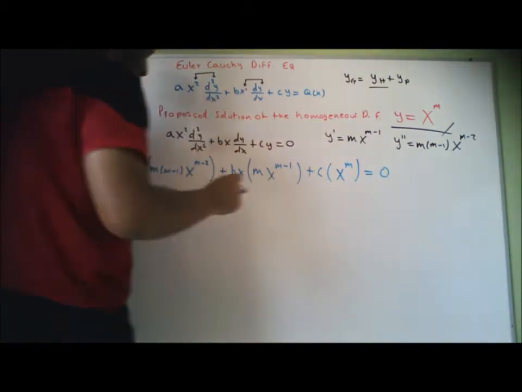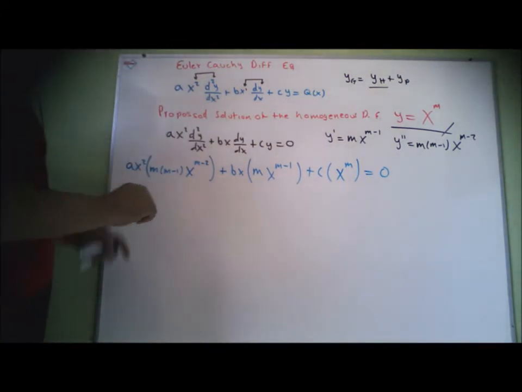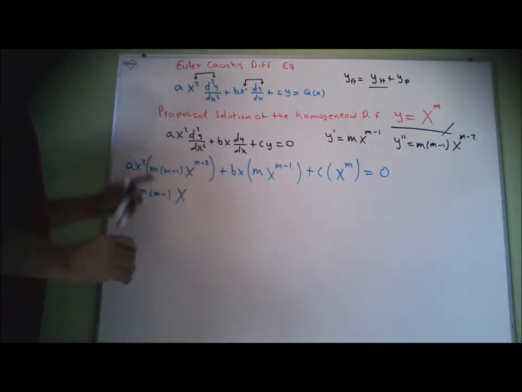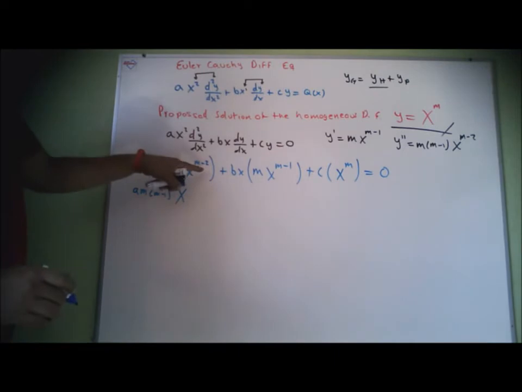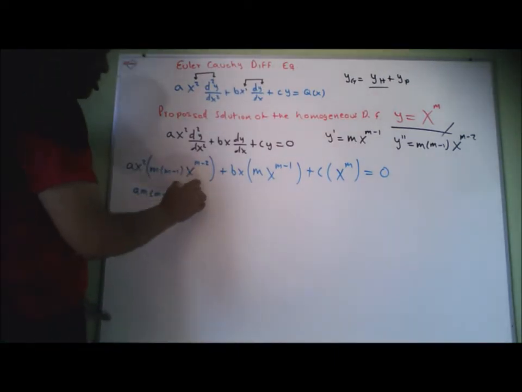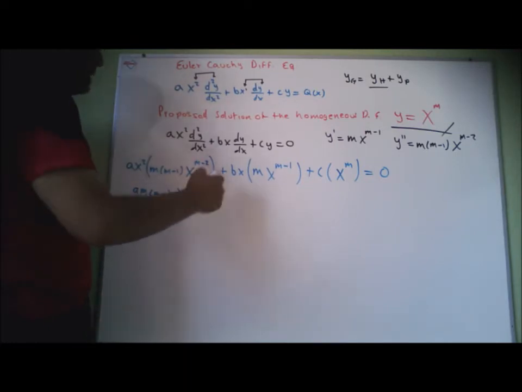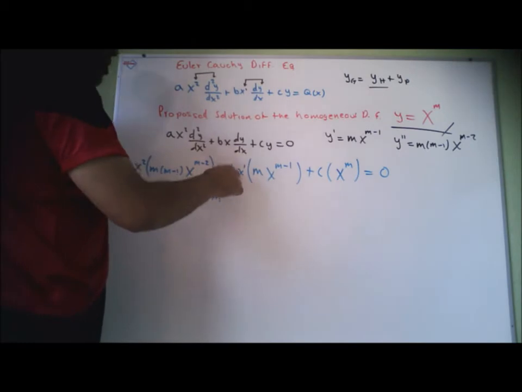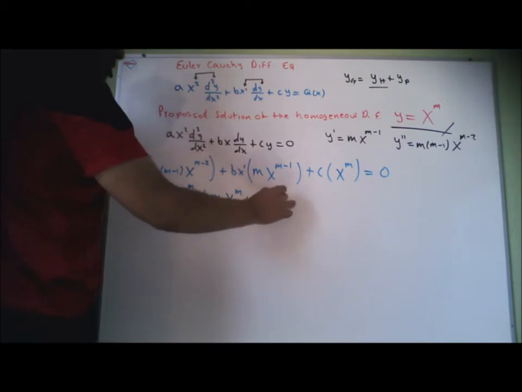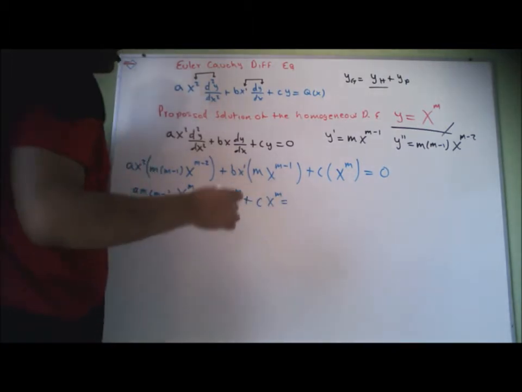Now something happens here. You will see this a m times m minus 1 and then x to the power of, here we have x squared and here we have minus 2. So in the addition, they cancel, so it's going to be only x to the power of m, plus b m. Same story here. This is x to the power of 1 and here we have minus 1, so this is just x to the power of m, plus c x to the power of m, and this should be equal to 0.